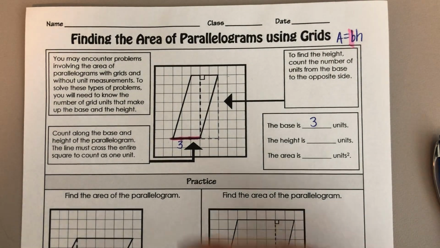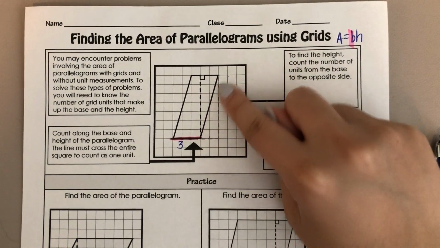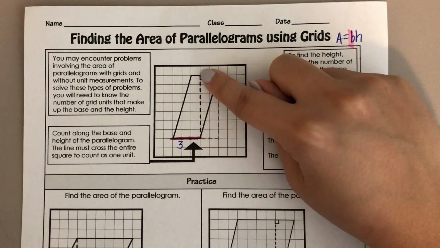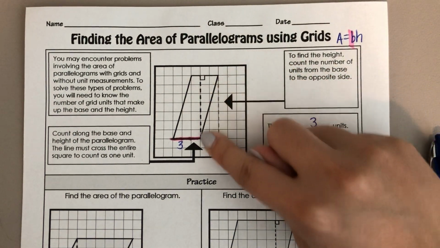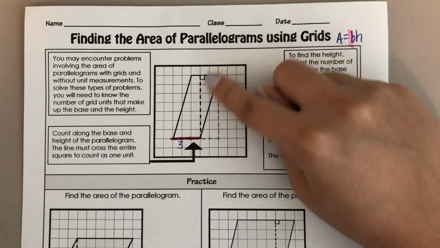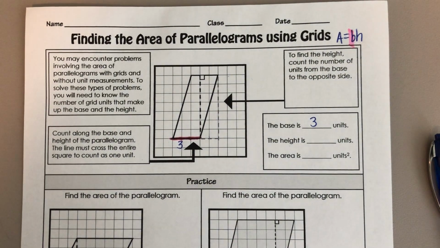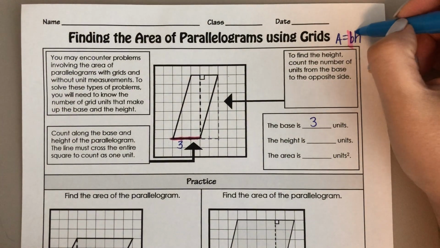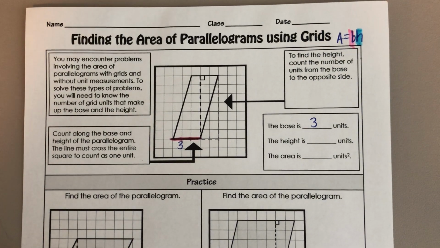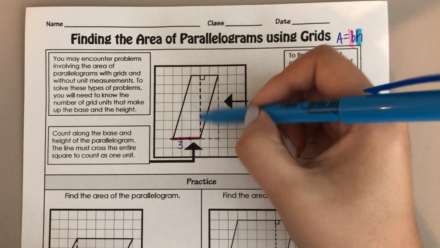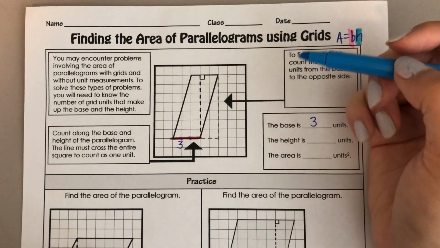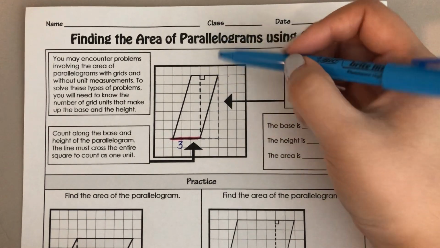Remember, height is straight up and down. It's not going to be the slanted side. They're going to trick you. It's going to be the side that is straight up and down. From one base to the other base, that is your height. So for height, I'm going to use the blue highlighter. And you can use either one, the one that's inside or the one that's outside of your parallelogram. I'm going to go ahead and use the one that's inside.